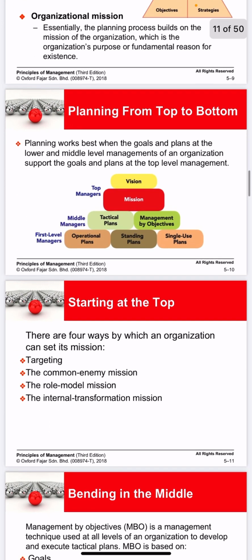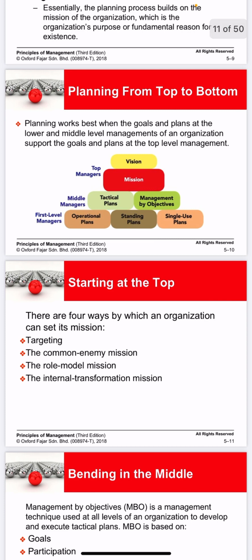Starting at the top, there are 4 ways by which an organization can set its mission. The first one is targeting, the second one the common enemy mission, the third one the role model mission, the fourth one the internal transformation mission. Targeting is what we want to be in the future. We set some goals, we set our mission, what we want to be in the short time or long time.